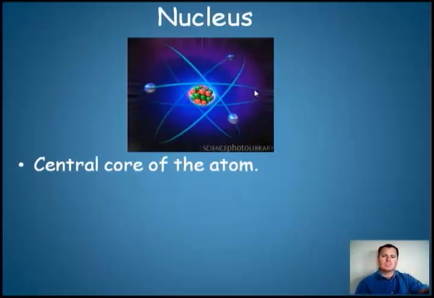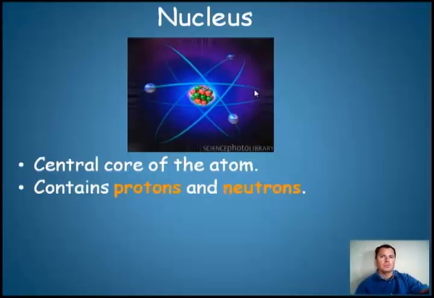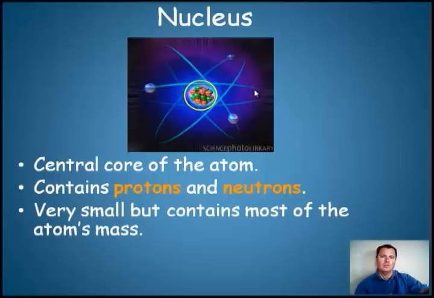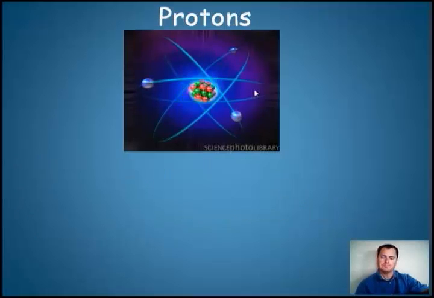The nucleus is the central core of an atom. It's made up of two parts, and those are the protons and the neutrons, two of the three subatomic particles. And even though the nucleus, we can see it there highlighted in yellow, is very small, it makes up a very small portion of the atom itself, it's going to contain most of the mass, because it's the protons and neutrons that contribute to the mass. The electrons, which are around the outside, are so light we don't really consider them in the mass, at least at this level of chemistry.